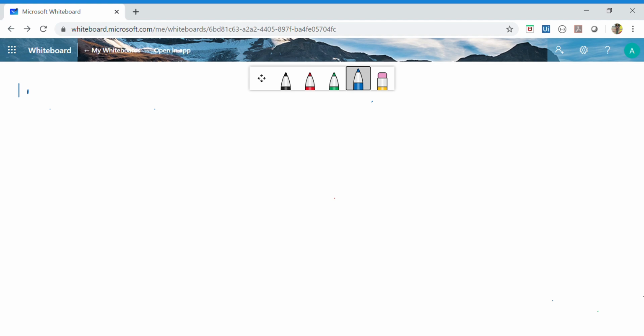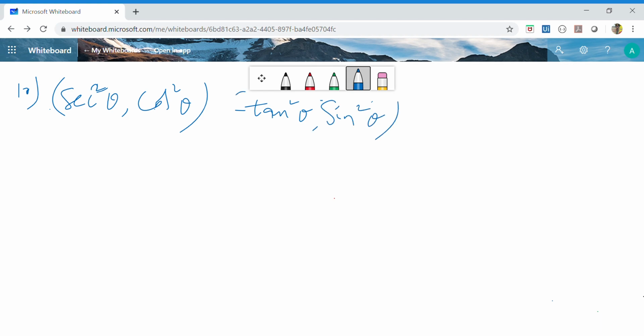Next, find the midpoint of the line joining (secant square theta, cos square theta) and (minus tan square theta, sin square theta). These are the 2 points given. You have to find out the midpoint. And already I said the midpoint is (x1 plus x2) by 2 comma (y1 plus y2) by 2. So this is x1 and this is y1. This is x2 and y2.